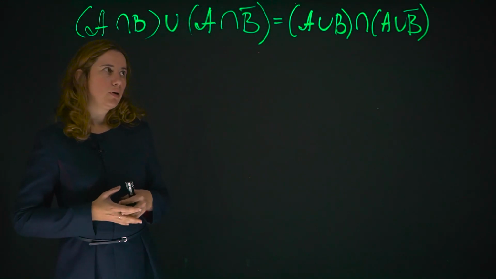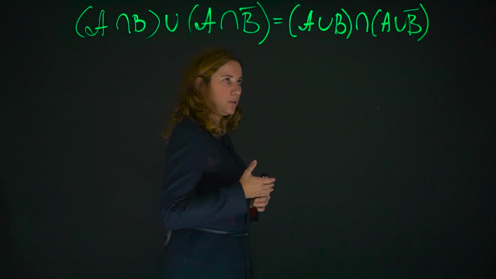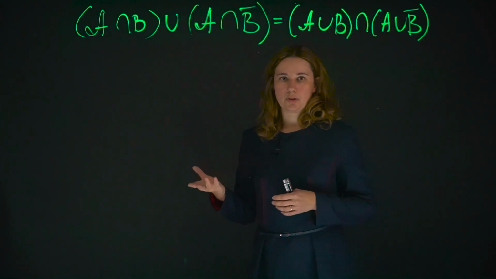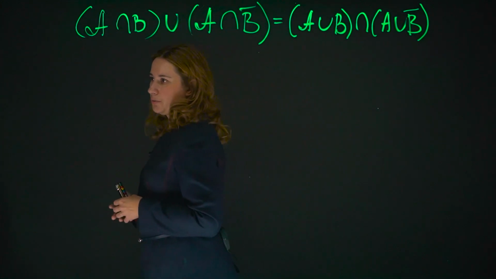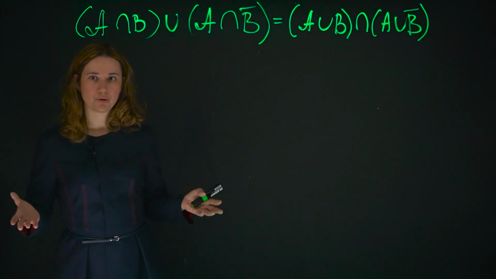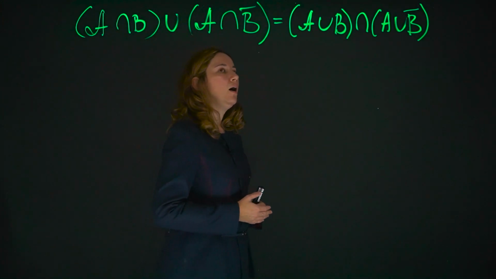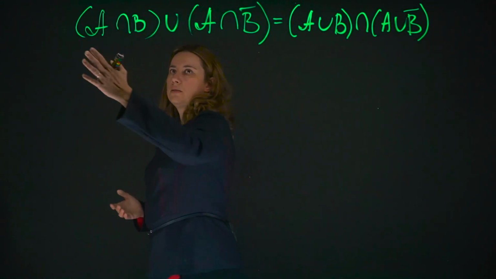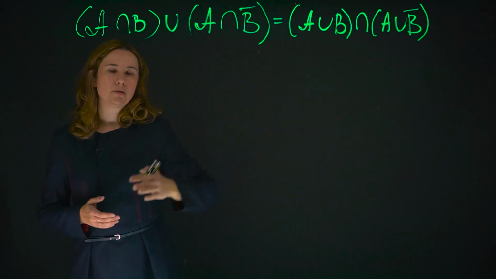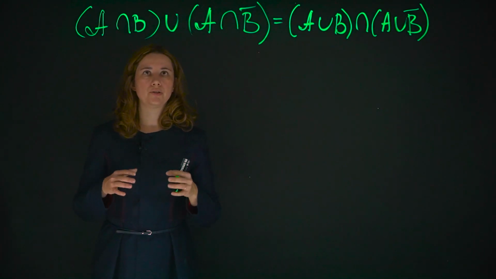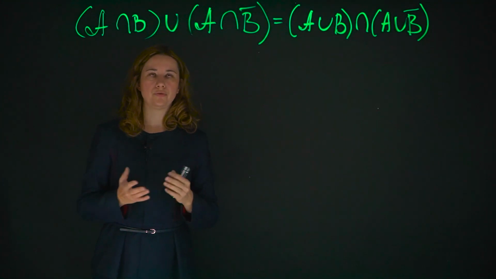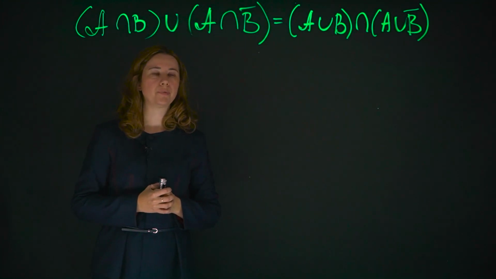This time I'll use the Venn diagrams to show that this identity is true. Maybe last time I said the inequality, but of course it's a mistake because we are talking about identities. Well, now let's consider our left-hand side and try to find the result of this given operation.